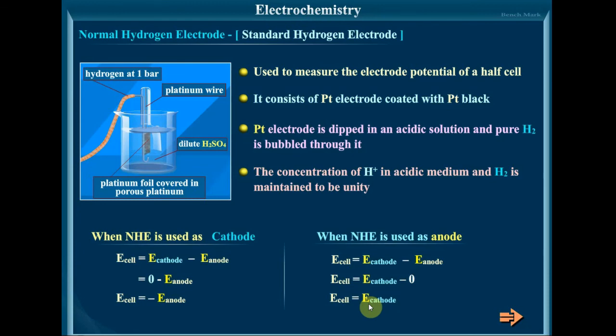Similarly, when copper in copper sulfate is coupled with the standard hydrogen electrode, copper will act as a cathode and SHE will act as an anode. From the potentiometer we find the potential difference, and E cell, the cell voltage, is E naught of cathode minus E naught of anode. Here the cathode is copper and the anode is SHE, which is taken as 0. So from the potential difference we can calculate the half cell, that is copper in copper sulfate. This is how we calculate the electrode potential of every half cell.